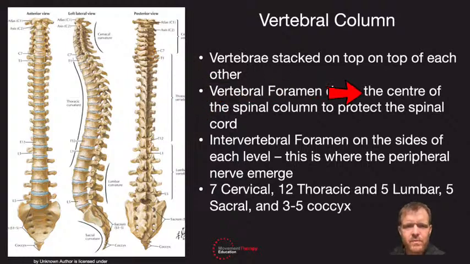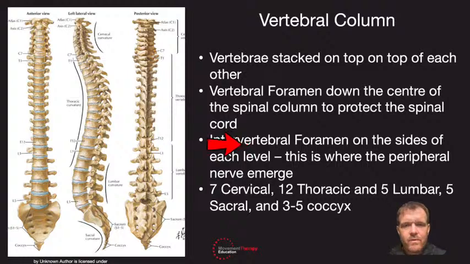So we've got vertebral foramen down the center of the spinal column, and that's to protect the spinal cord. If you look top down on the spinal column, there is a hole, the vertebral foramen. Foramen just basically means a hole, and that's where your spinal cord goes through. The spinal cord is encased in the bony structure of the spinal column.